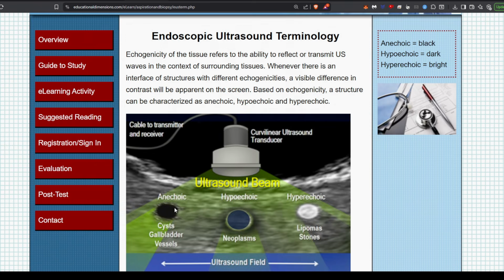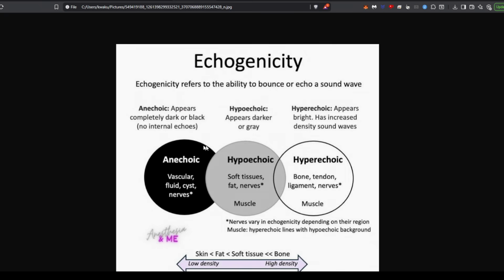And hyperechoic is when a lot of the ultrasound beam that you send out is being bounced back to the receiver, and that gives a very white sort of look to the structure you're bouncing the ultrasound beam at. This is another image, gives a good understanding.